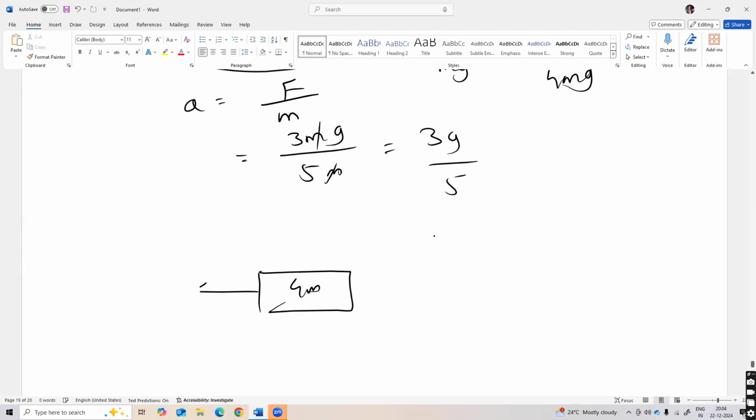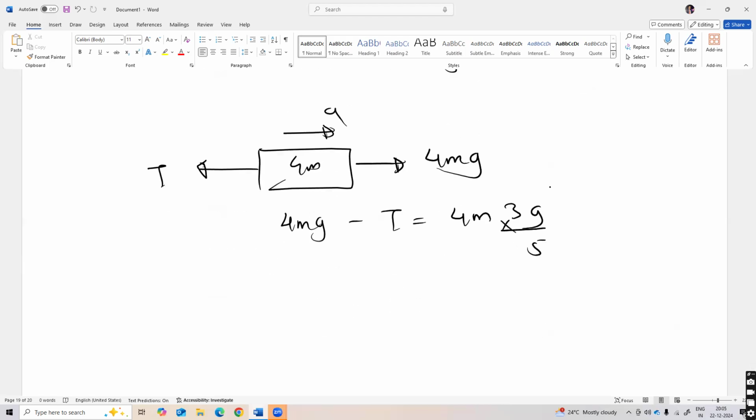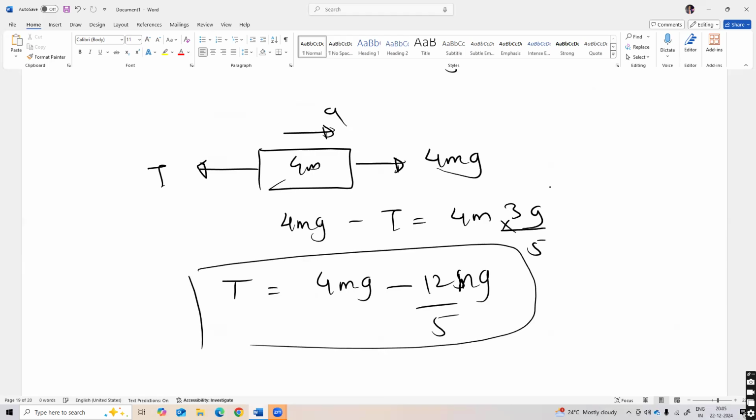So there is tension T acting here. There is force 4 mg acting towards the right, and acceleration a. So basically you will get 4 mg minus T is 4m into acceleration, which is 3g by 5. So this is how you can find T, which is equal to 4 mg minus 12 mg by 5. So this is your final answer. 20 minus 12 is 8 upon 5, so it is 8 upon 5 mg.